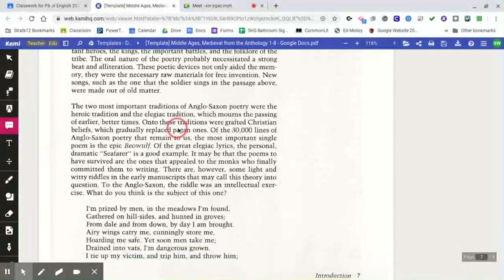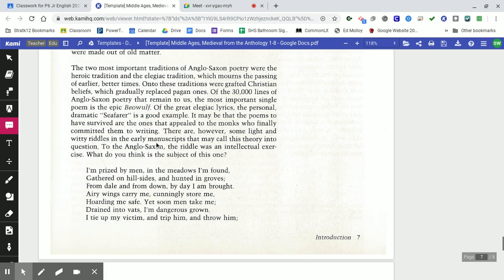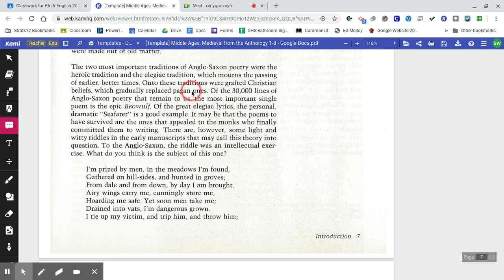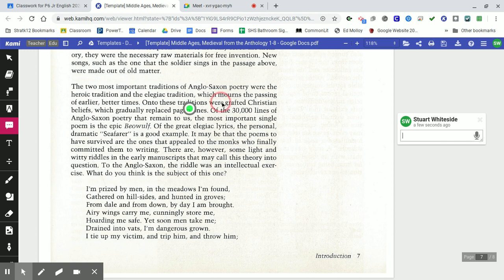The most important traditions of Anglo-Saxon poetry were the heroic tradition and the elegiac tradition, which mourns the passing of earlier or better times. Okay, so we have the heroic, following a hero, and the elegiac, which is mourning the good old days. Into these traditions were grafted Christian beliefs which gradually replaced pagan ones. Okay, and remember, before Christianity, the people believed in multiple gods.